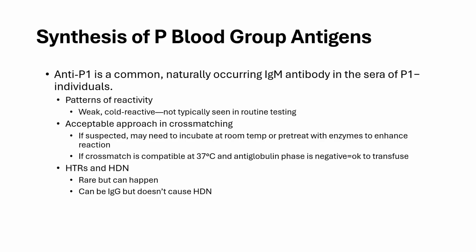So anti-P1 antibody in nature, this is common. It's a naturally occurring IgM antibody found in sera of P1 negative individuals. For reactivity pattern, that's usually weak and cold reactive, and it's not often seen in routine testing. For cross-matching, an acceptable approach: if the cross-match is compatible at 37 degrees Celsius and the antiglobulin phase is negative, it is safe to go ahead and transfuse this.